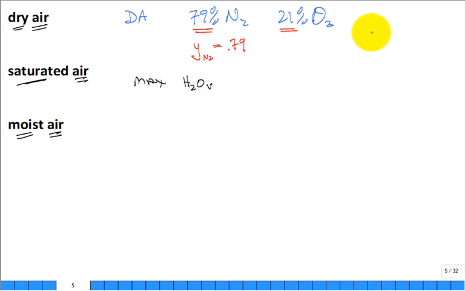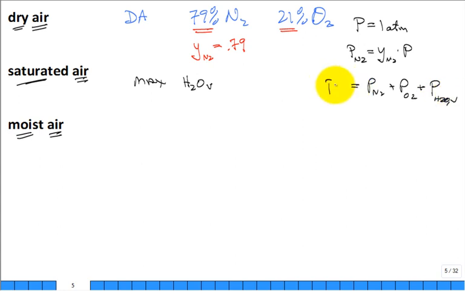Well, let me go back here. If we have the total air pressure would be, I don't know, 1 atm, what is the partial pressure of the nitrogen in the dry air? Wouldn't it be the mole fraction of the nitrogen times the total air pressure? Sure. Likewise for the oxygen. Well, the sum of the partial pressure of the nitrogen plus the partial pressure of the oxygen plus the partial pressure of the water vapor must sum to the total ideal gas mixture pressure.